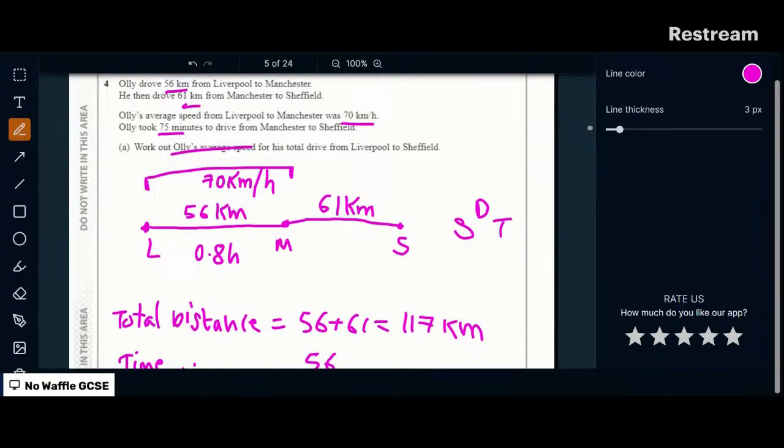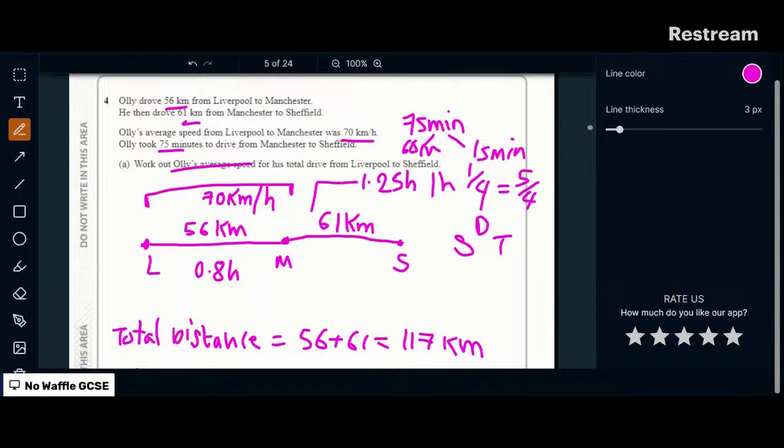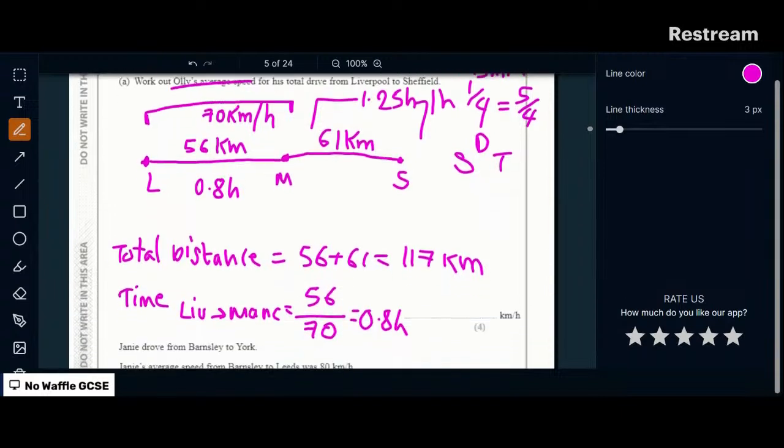Okay, and then next from Manchester to Sheffield, he took 75 minutes. You need to convert the minutes into hours. So 75 minutes is what? 60 minutes and 15 minutes. And 60 minutes is an hour. And then 15 minutes is a quarter of an hour. So you've got 1 plus a quarter, which is equal to 5 quarters, or 1.25 hours for that part. So you can then work out the speed from Manchester to Sheffield, but that's not required.